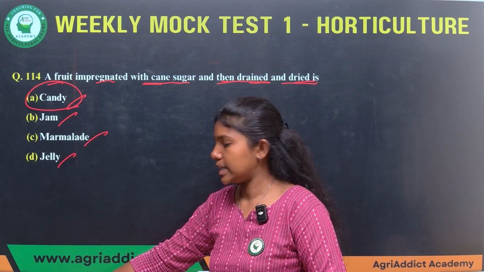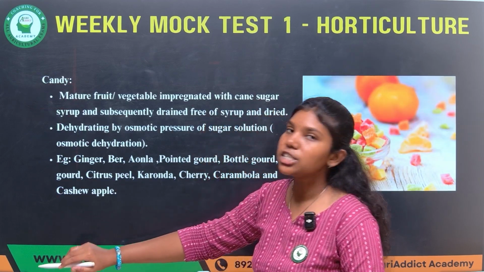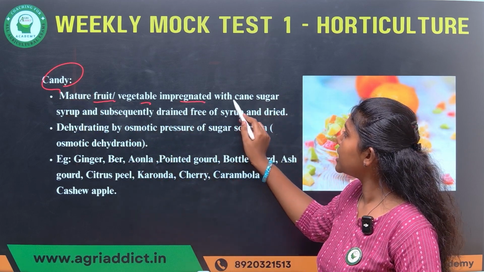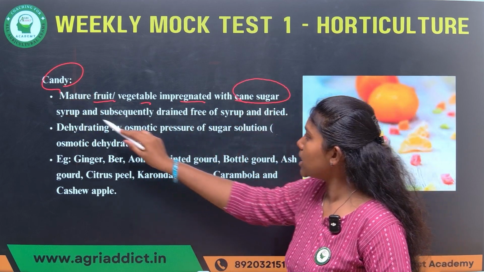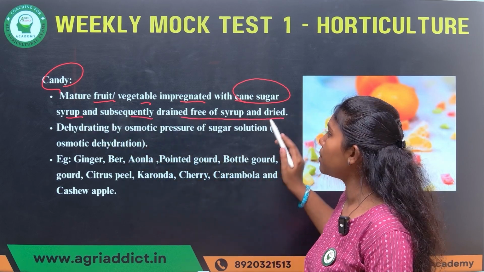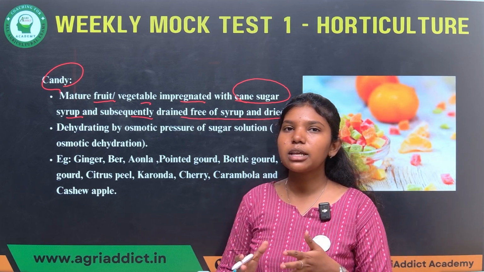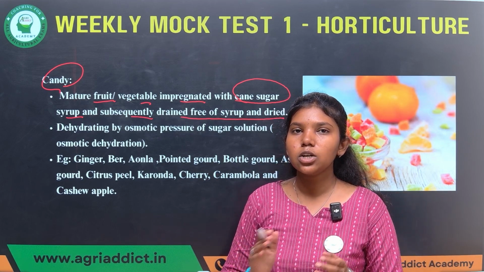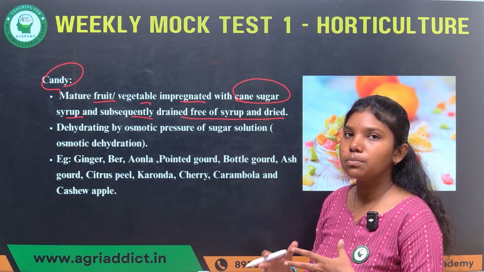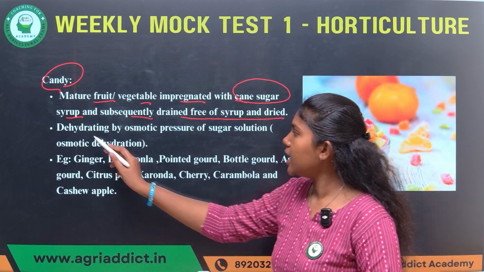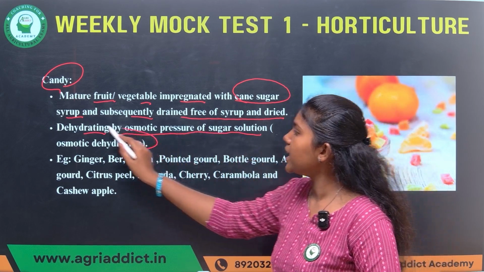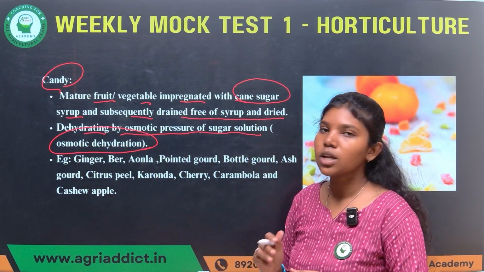I'll explain it to you in the next slide. As I mentioned, candy is nothing but the mature fruit or vegetable impregnated with canned sugar syrup and subsequently drained free of sugar syrup and dried. It is a method to store the fruits for a long period and avoid spoilage. Here, the physiology behind candy is dehydrating by osmotic pressure of sugar solution. That is osmotic dehydration with sugar.